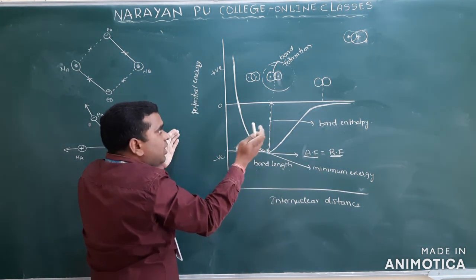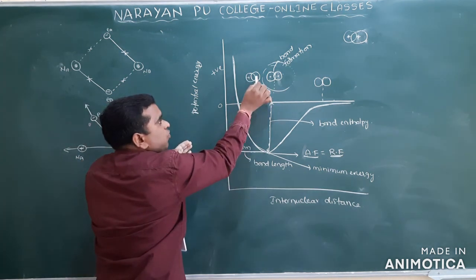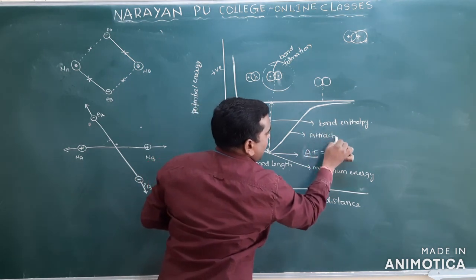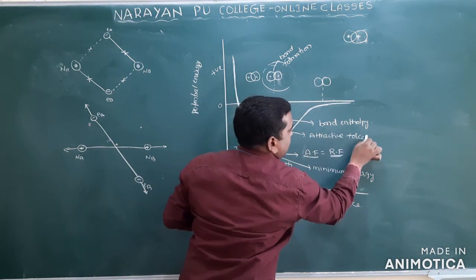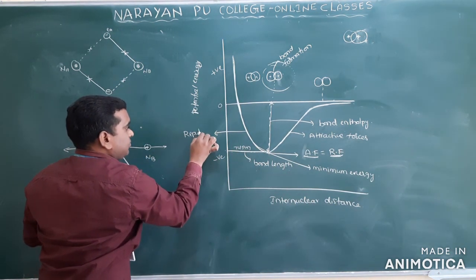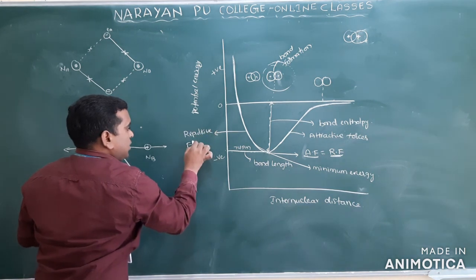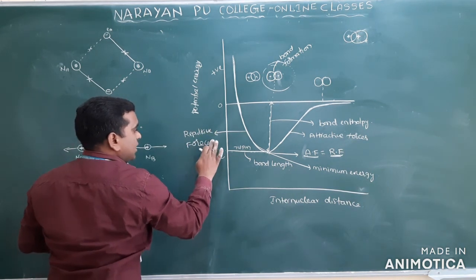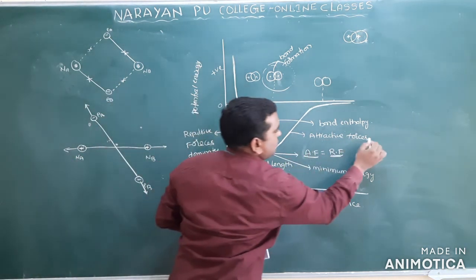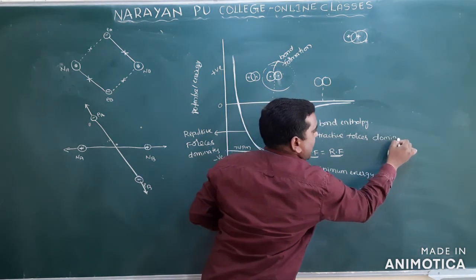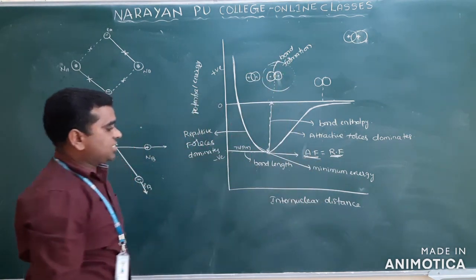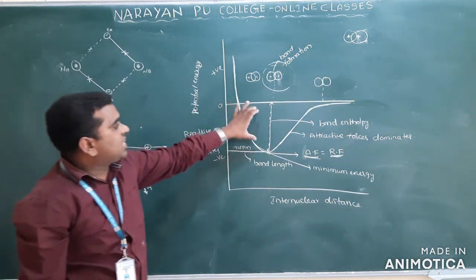If you bring them even closer, then the repulsive forces dominate. Here, attractive forces dominate, and in this region repulsive forces dominate. But at this point both are the same. There only bond formation takes place.